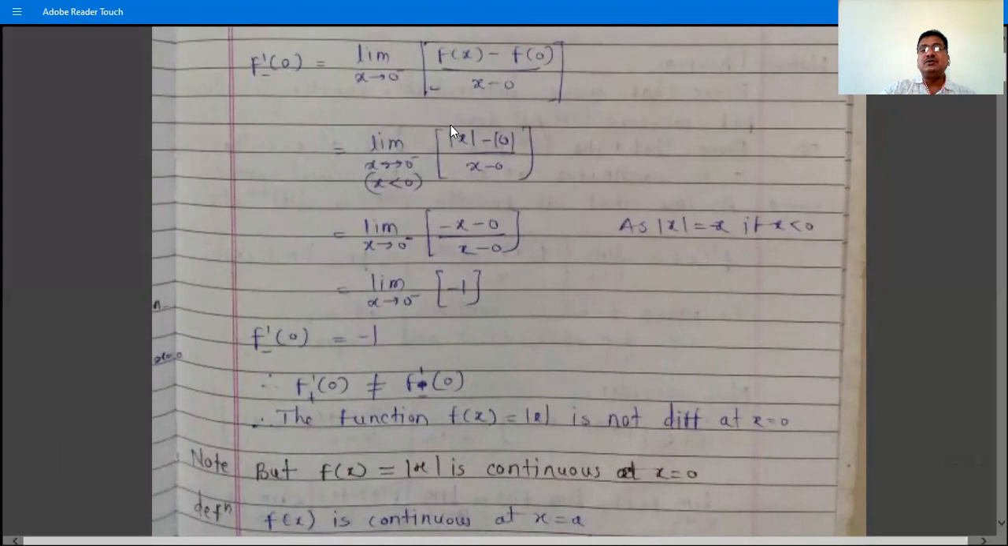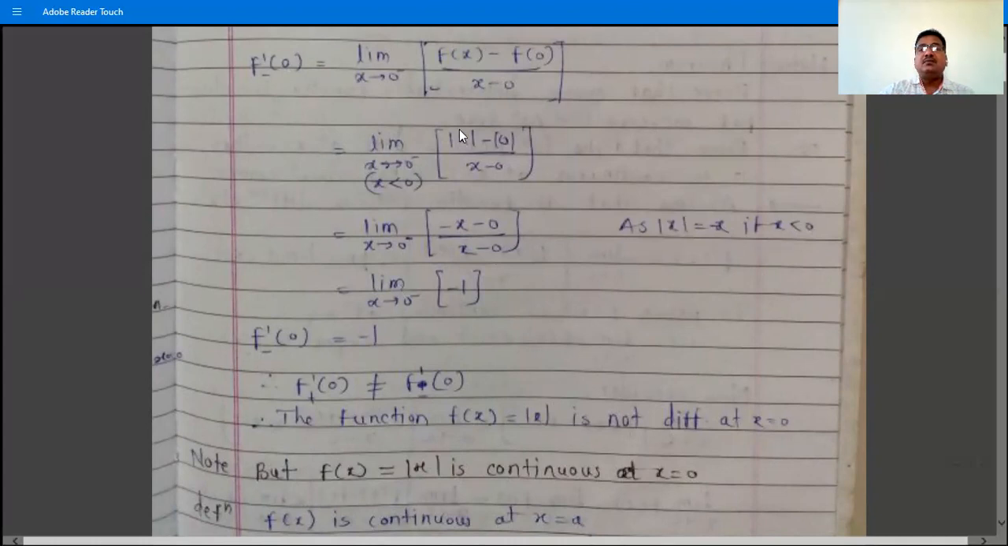And if x is less than 0, then mod x is minus x. Because what is mod of minus 5? Mod of minus 5 is minus of minus 5, that is plus 5. We know that mod of minus 5 is plus 5. Why is it plus 5? Because mod of minus 5 is actually minus of minus 5, and that is plus 5. So the mod of a negative number, if x is less than 0, is minus of that number. So mod x is minus of that number if x is negative.